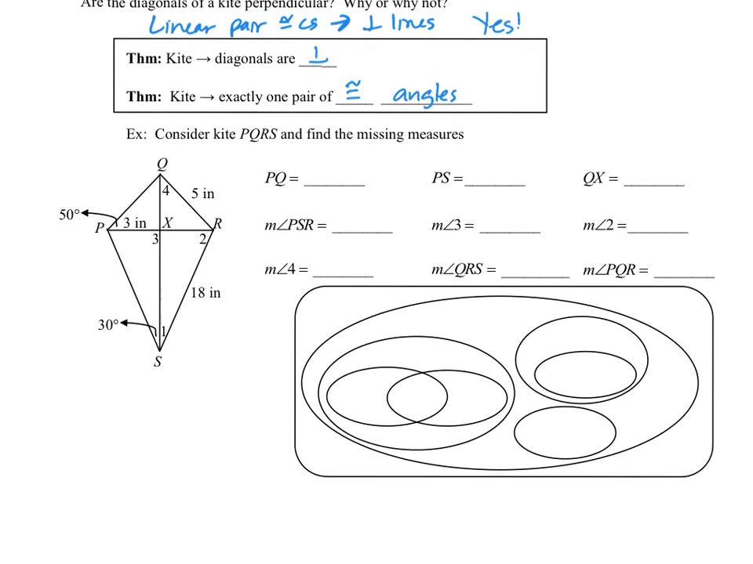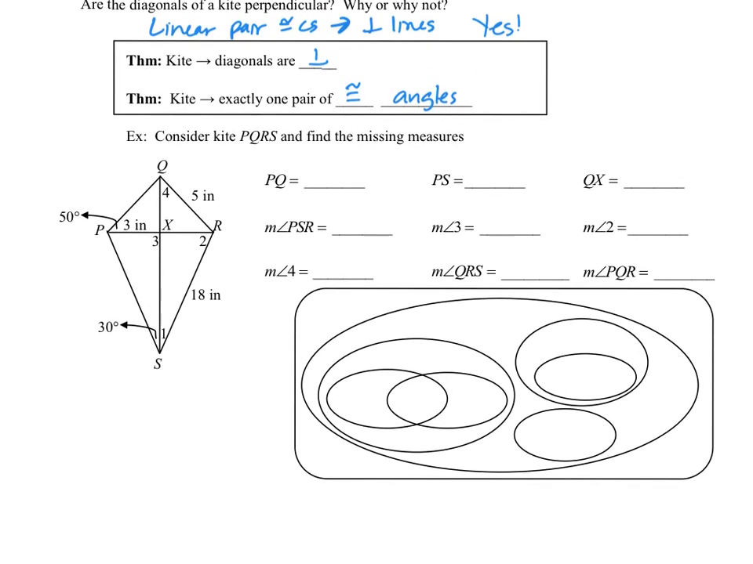All right, let's finish up with an example. Consider this kite PQRS, and we're given some information here. Let's see if we can find all these missing measures. I want to point something out, though. When you see a number that has no unit with it, that is the number of an angle. If you see a number with units, that's the length of a side. For example, QR is 5 inches, but this 4 refers to this angle, angle 4. And this segment is 3 inches, whereas this is angle 3. Let's piece together our knowledge of kites to figure out these measures.